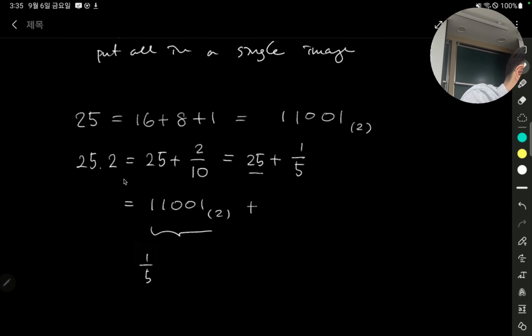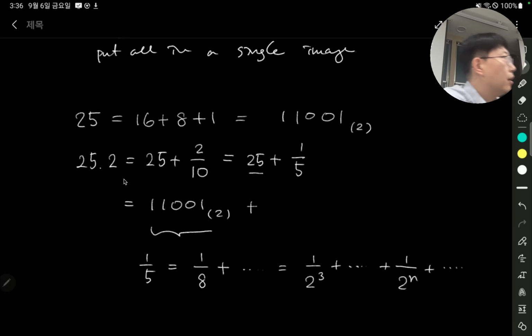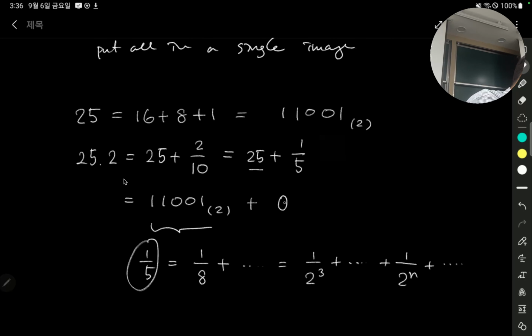So you have to put everything as 1 over 2 to the power of something. It's the same as when you try to express 1 over 3 as a decimal: it's 0.333333. So it sometimes requires infinitely many digits to express a certain number. Here, 1 over 5 is simple in decimal, but if you want to express it in binary, you may require infinitely many digits, for example 0.0011 and so on, in binary decimal point.